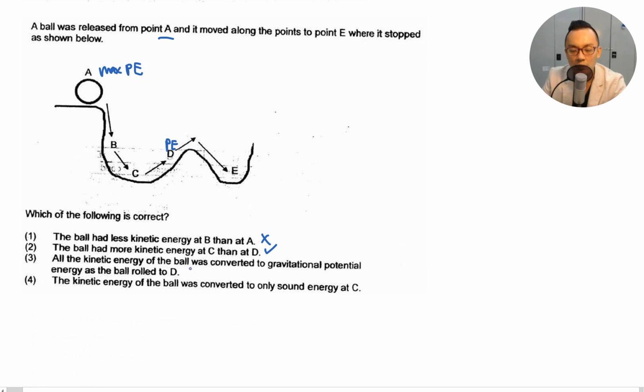All the kinetic energy of the ball was converted to gravitational potential energy as the ball rolled to D. That's not correct, because there will be some loss to friction, there will be some loss to heat, there will be some loss to sound, there will be some loss to air resistance as well. The kinetic energy of the ball was converted to only sound energy at C. That's not correct, because it's also converted to friction, heat, and sound, and all the others. So the answer is number 2.